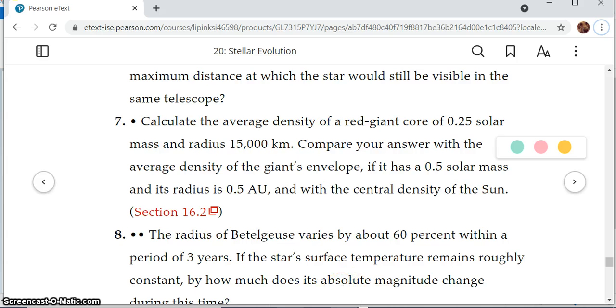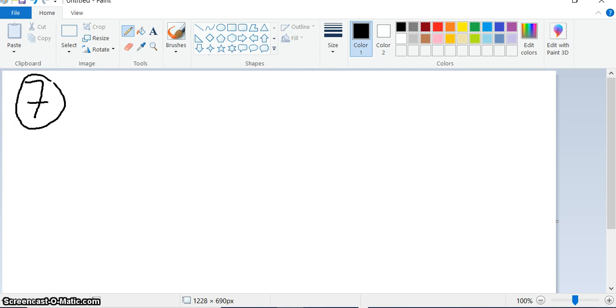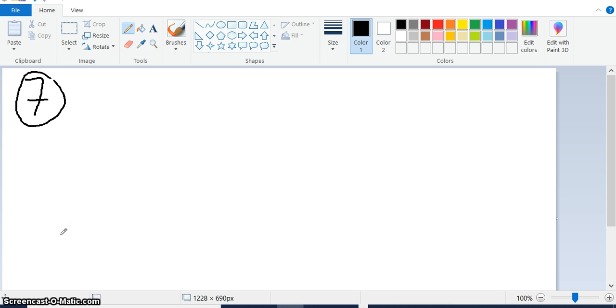Let's get back to this thing. All right, let's make sure. Are we still recording? So what problem number 7 is trying to figure out is the density of the, sorry, not a white dwarf, of the red giant.